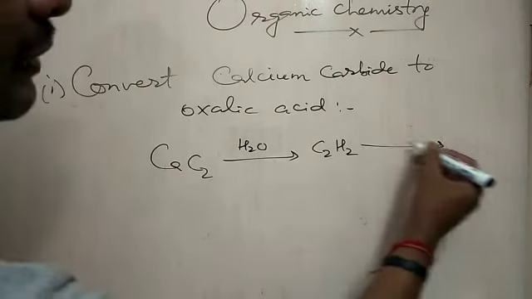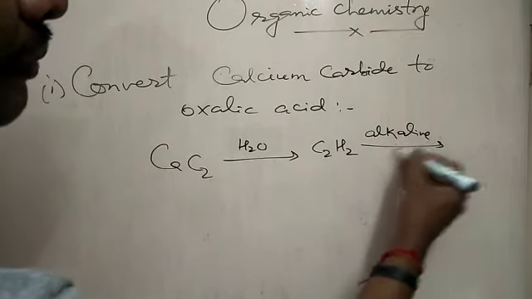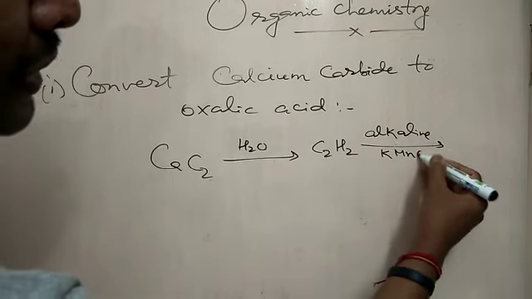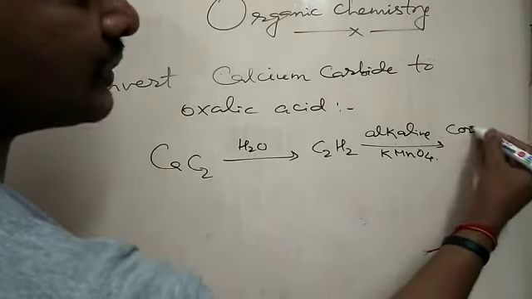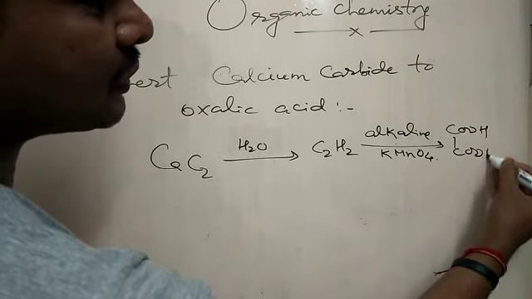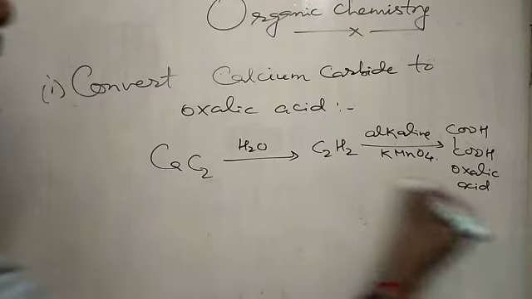Acetylene, when treated with alkaline KMnO4. Alkaline KMnO4 is a strong oxidizing agent. So it will form oxalic acid, COOH. So this is oxalic acid. This is ethyne.